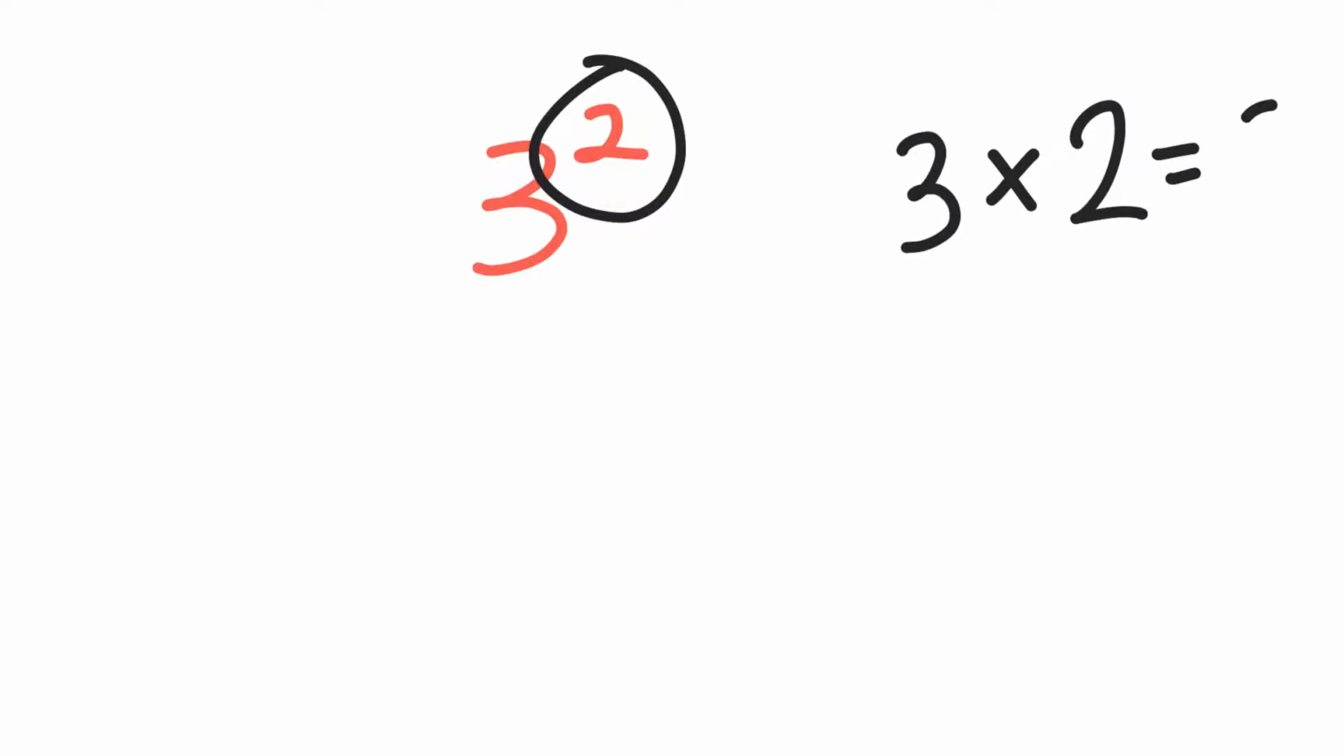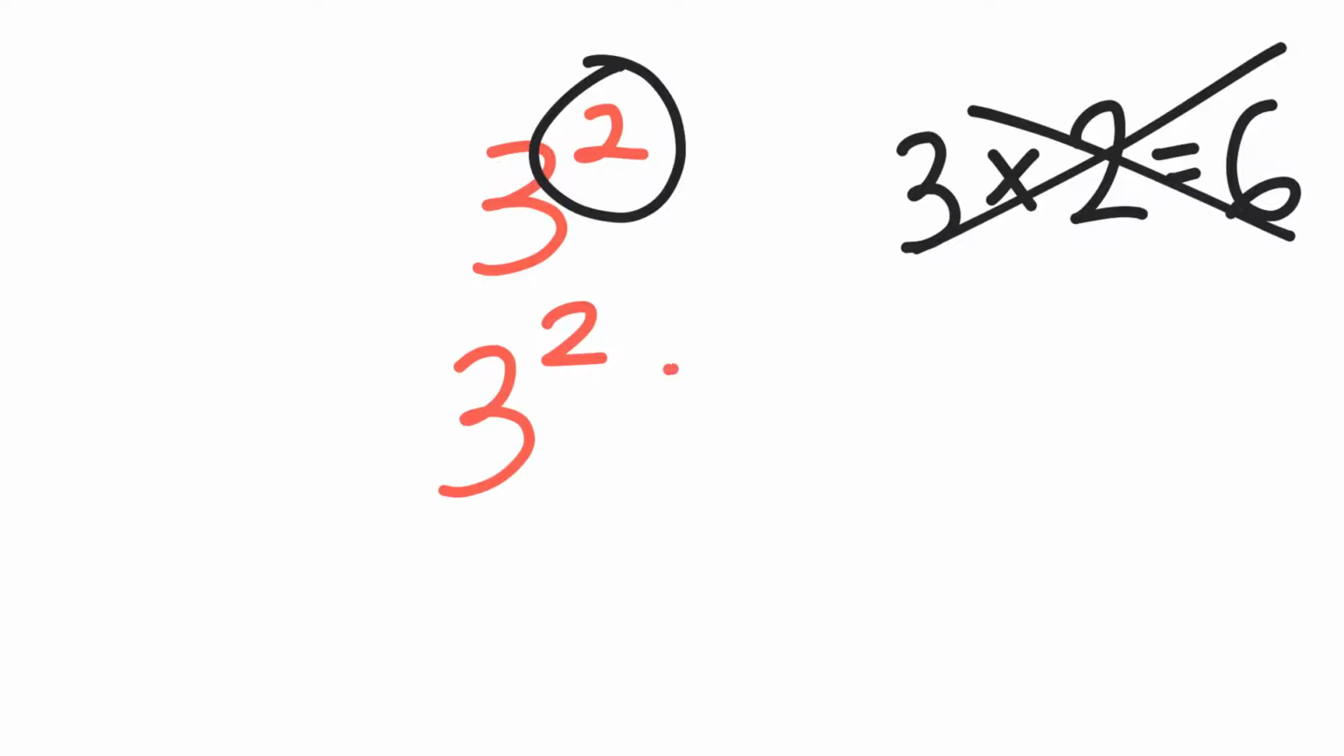Now, a lot of people are typically tempted to do 3 times 2 when they see exponents, but it's important to keep in mind that this number up here is not meant to multiply times your base. In other words, we don't actually do the 3 times 2, which equals 6. That wouldn't be the right way to go about it. Instead, 3 to the second power is the equivalent of 3 times 3, which is 9.